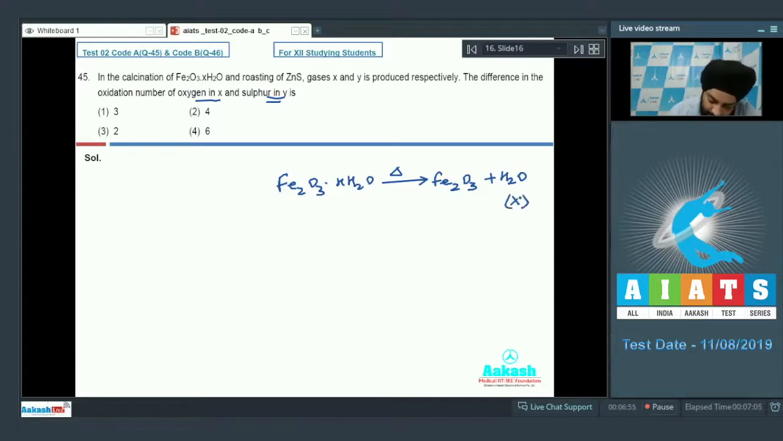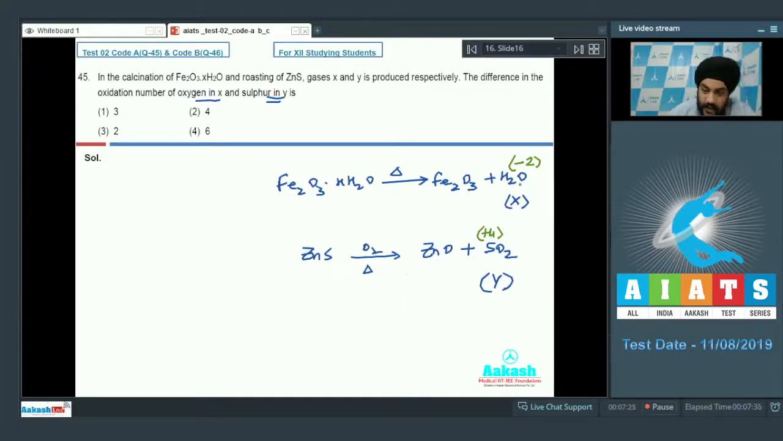If we talk about the roasting of ZnS, we have ZnS heated in presence of oxygen giving us ZnO and SO2. So this is the gaseous product Y which is formed. If we talk about the oxidation number of oxygen, we have oxygen in a state of -2 in this case. And the sulfur present in compound Y is present in a state of +4. So students, if we talk about the difference in oxidation number, we can clearly see that there is a difference of 6 units. So students, for this question, we have to select the correct option as option 4. Let us look at the next question now.